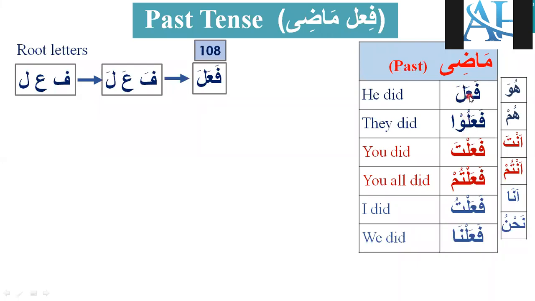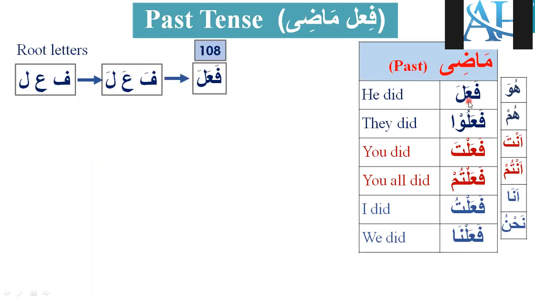If you see here, fa'ala becomes fa'alu. Same, fa ain lam is here and it becomes fa'alta. Then the change at the end: fa'altum, fa'altu, fa'alna. So whatever is added at the end will give us the translation. The verb basically has two forms: one is madi and second is mudare. Today we are discussing madi, that is past.